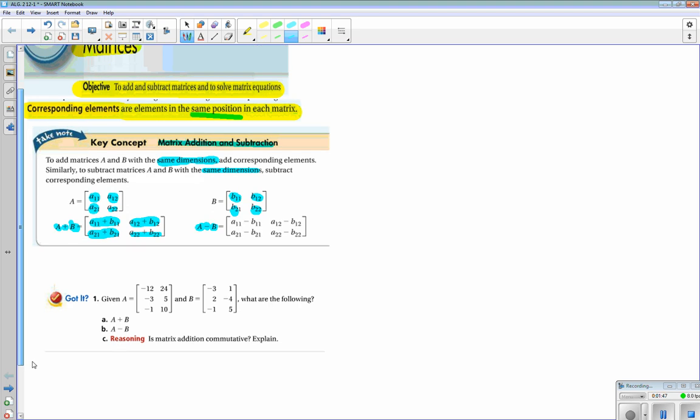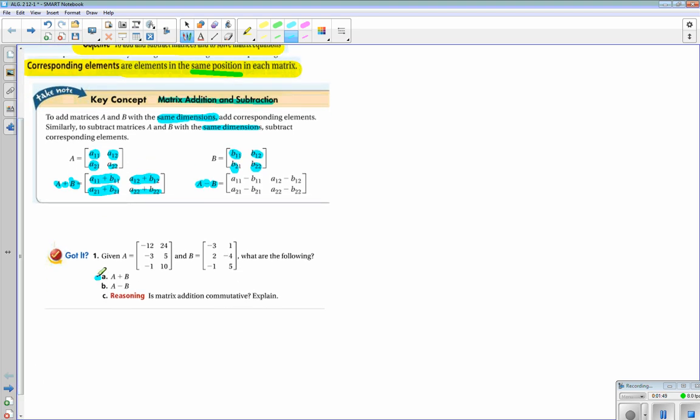All right, so let's see how that plays out. We're going to do two things. We're going to add A and B, and then we're going to subtract A and B and see what we get.